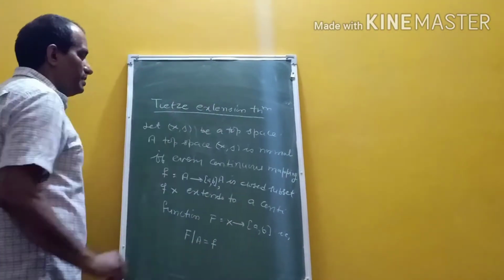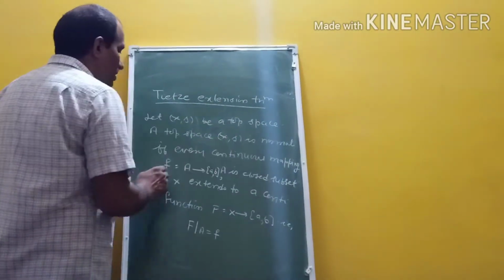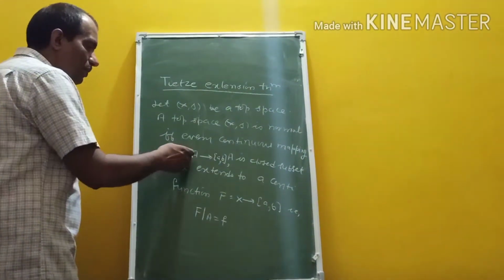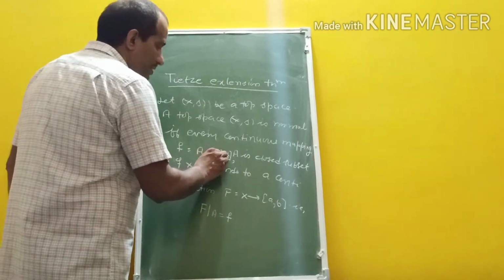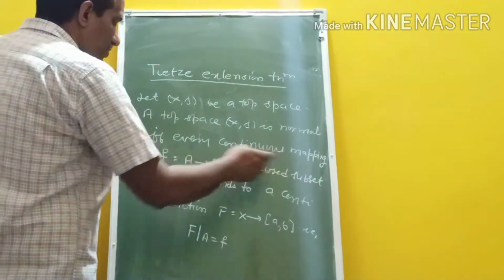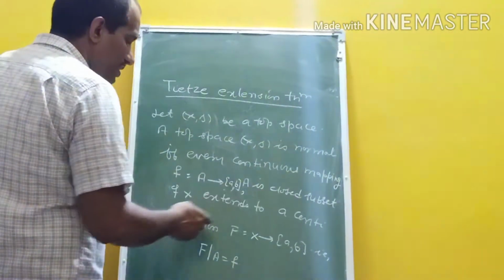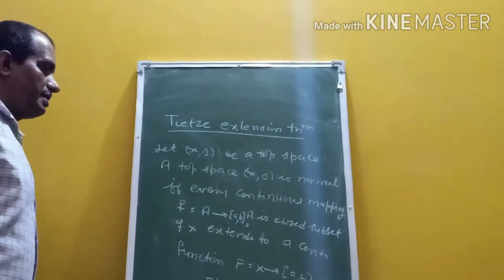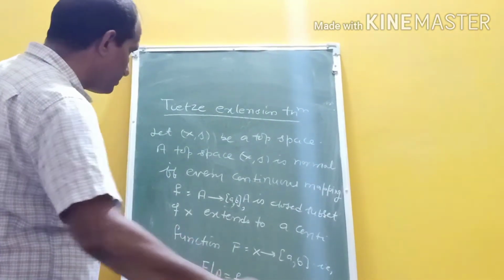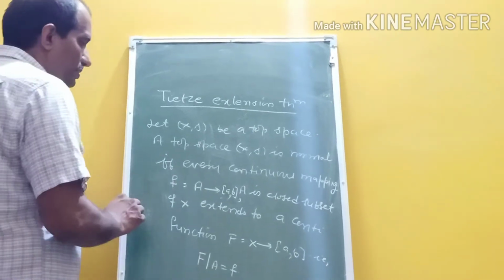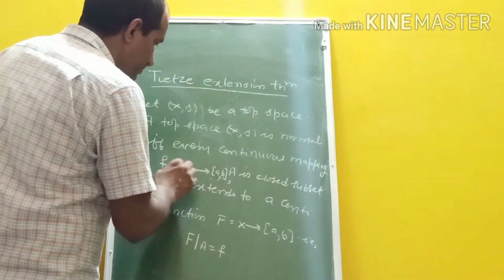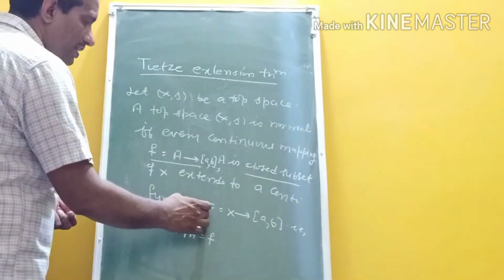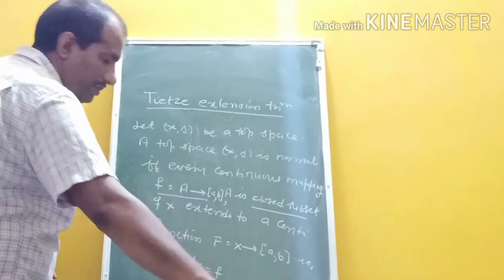A topological space X is normal if and only if every continuous mapping or function F from A to [a, b], a closed interval, where A is a closed subset of X, extends to a continuous function F defined on X. This is the Tietze extension theorem. Now, first we prove: if F from A to [a, b] is a continuous mapping defined on a closed subset A of X and it extends to a function F, then we show that X is normal.